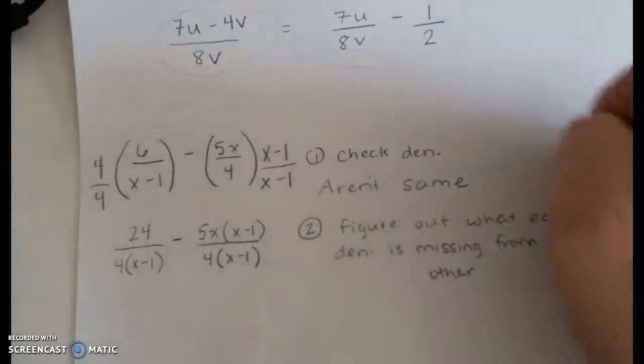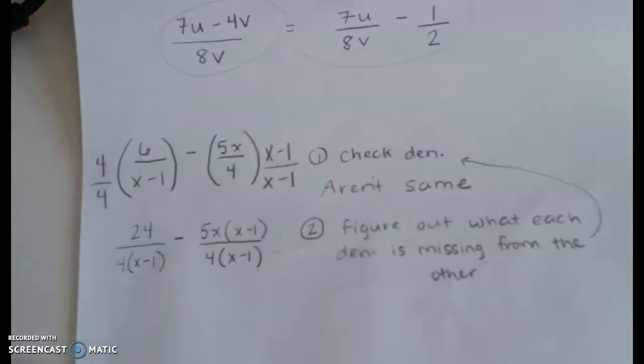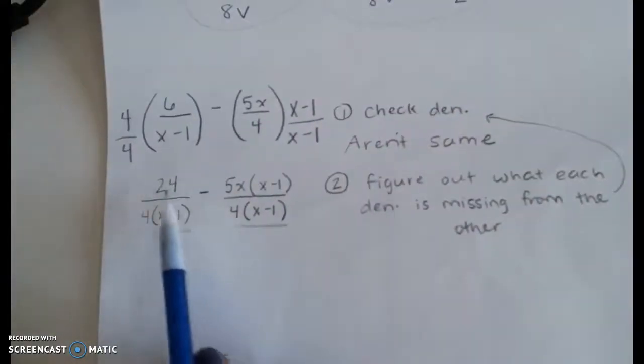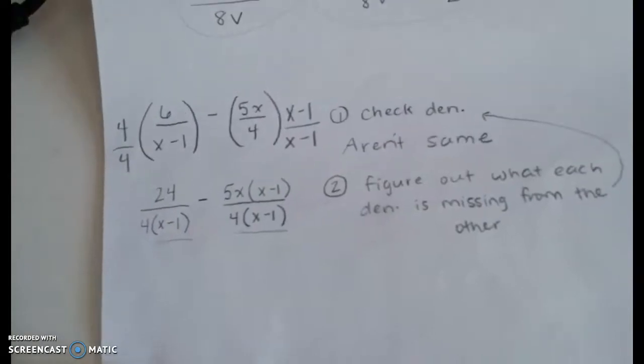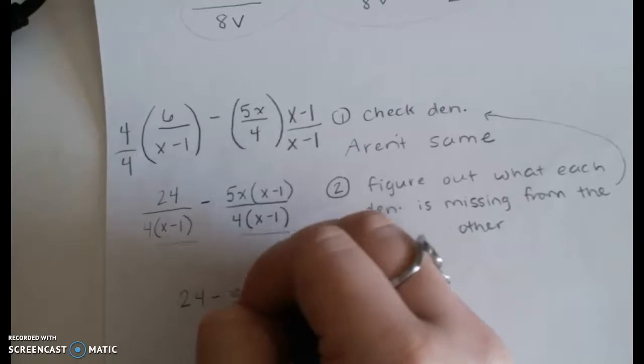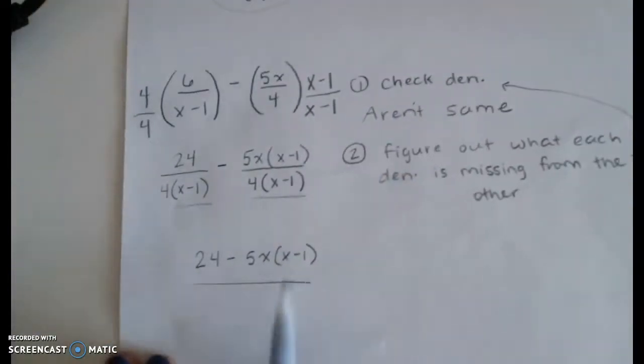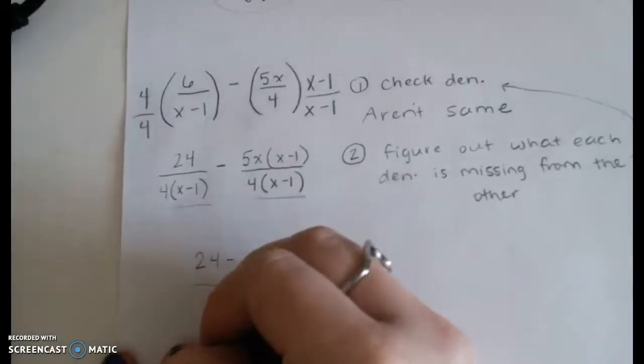Now we're going to go back to step 1 again. Are our denominators the same? Well, now they are because we multiplied. So now I can do the exact same thing I did up here. I can complete my subtraction with my numerators. So I'm going to say 24 minus 5x times x minus 1. And on the bottom, I'm just going to have 4 times x minus 1.